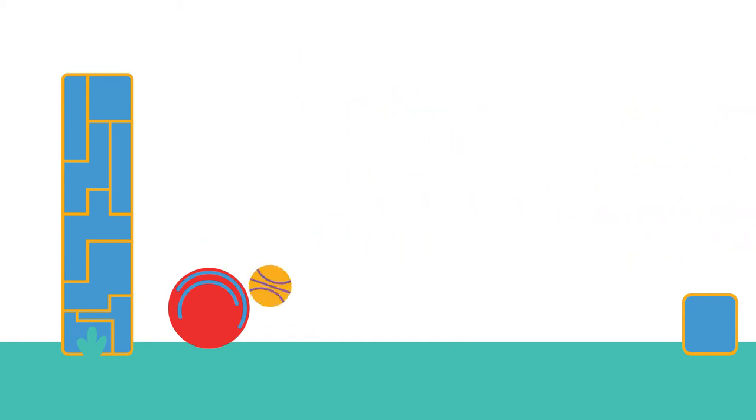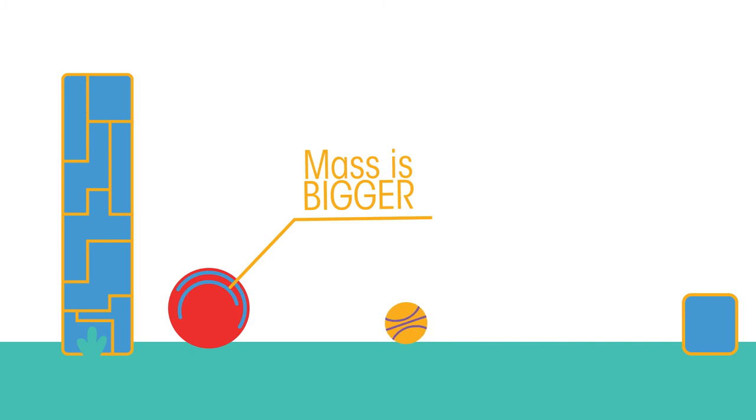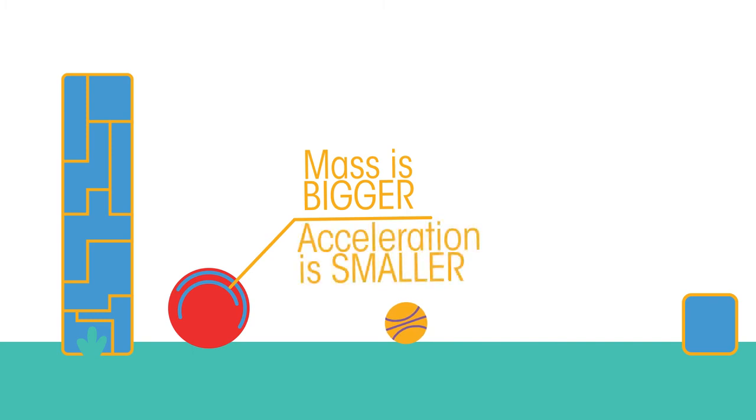So why do you think you can throw a tennis ball much faster than a shot put? Because the force from your arm is the same, but the mass of the shot is much bigger, so its acceleration will be smaller.